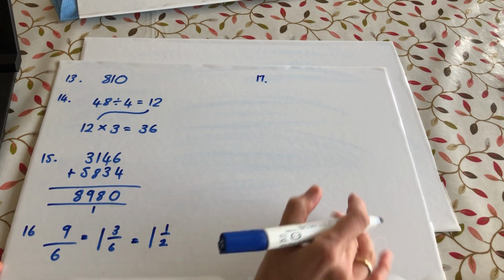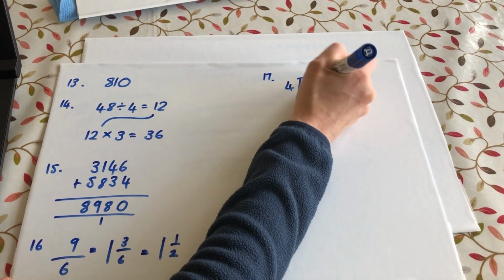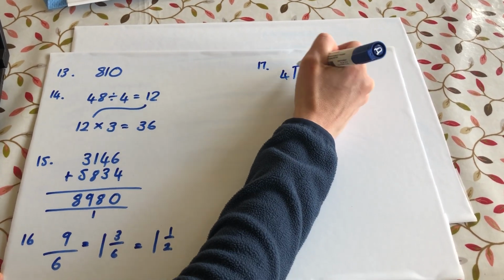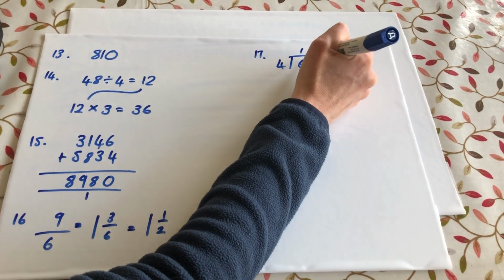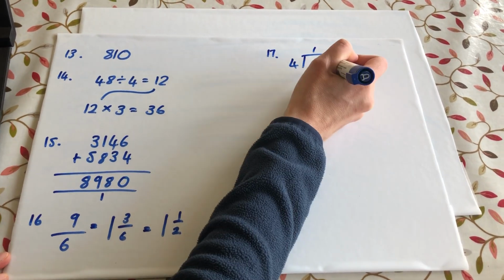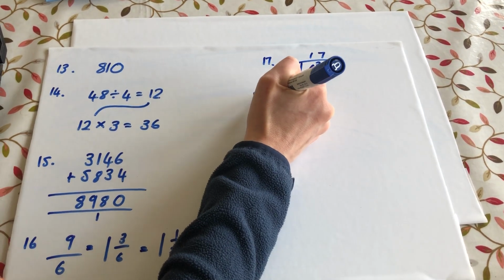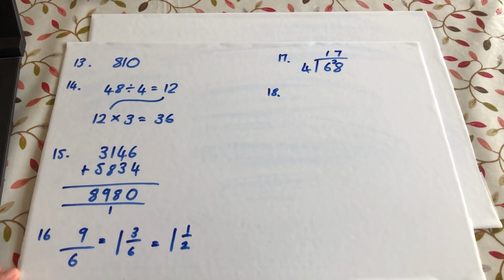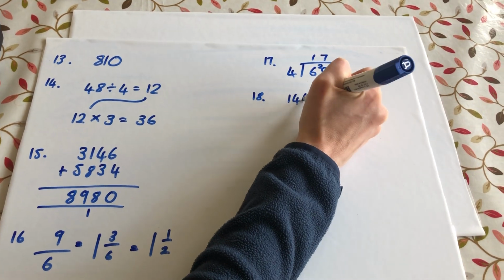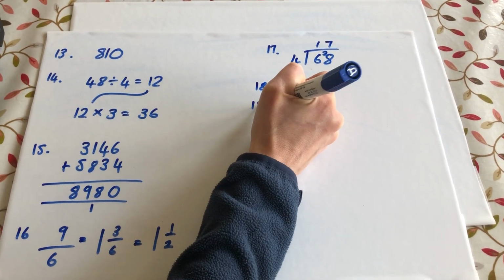Question 17. How many 4s go into 68? How many 4s go into 6? 1 lot, remainder 2, bring it into the next column. 4s into 28, 7 times, giving me the answer 17. Question 18. 12 times 12, 144. Question 19.